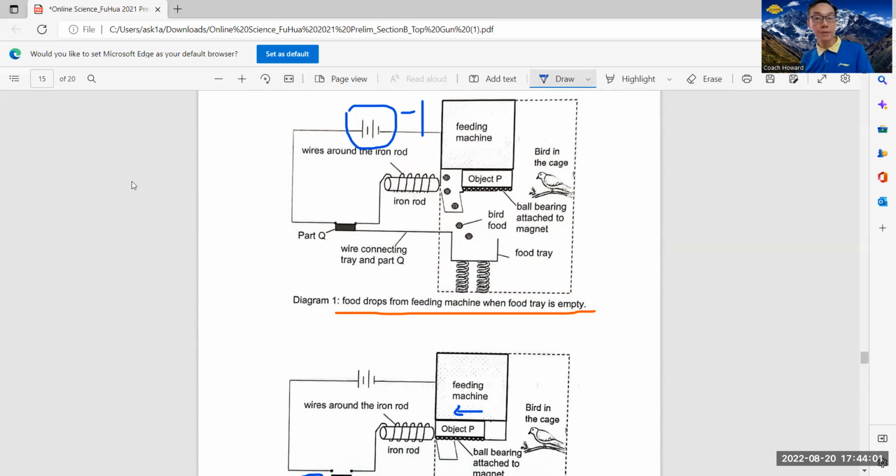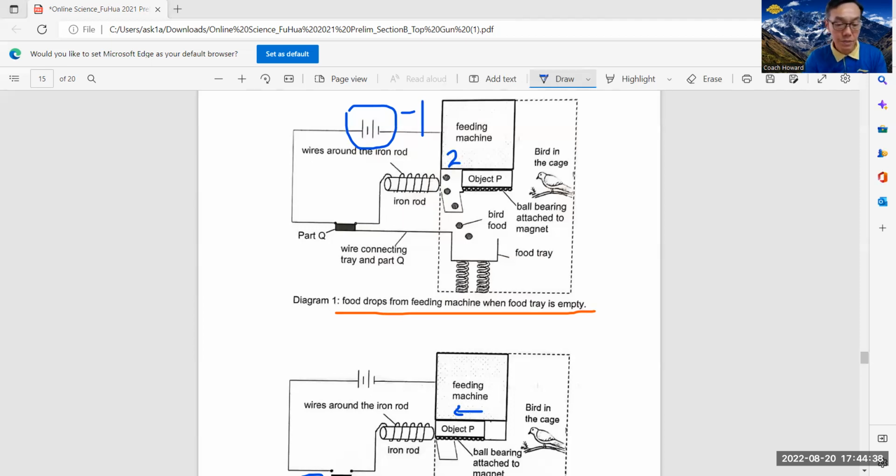Okay, then how to explain? Because if you use 1 battery, the magnetic repulsion will be lesser. Let's say it currently repels 2 centimeters, the gap. So instead of repelling 2 centimeters, it repels only 1 centimeter. So this gap is smaller, and this will result in less food being dropped inside the food tray. Similarly for the number of coils. You can say that by reducing the number of coils, it will reduce the magnetic force of repulsion. So this gap will be smaller, so less food will be dropped.